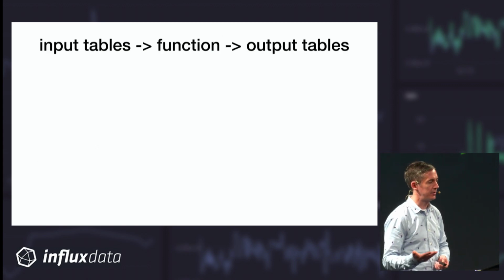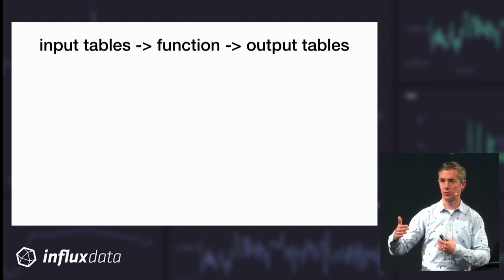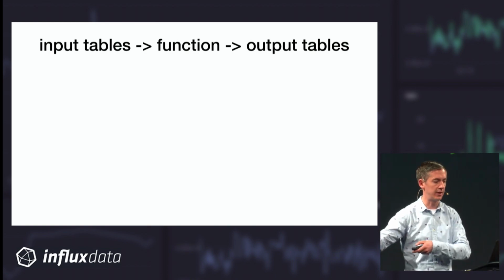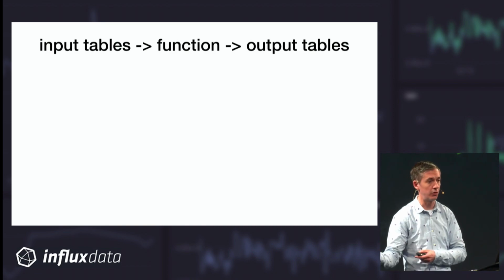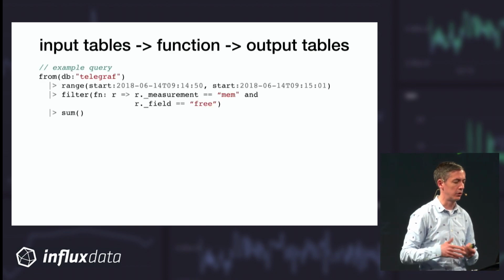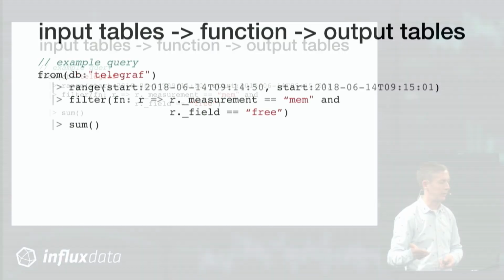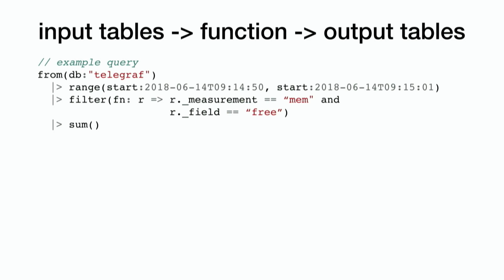So the way to think about this is you have a set of input tables, you have a function which does some sort of transformation, and then you have a set of output tables that are the result of that function. So here we have a query. We're looking at the telegraf database. We're looking at a small range of time. We're looking at the memory measurement and the free field. But the question is, when we call sum, what are we actually going to compute sum on?